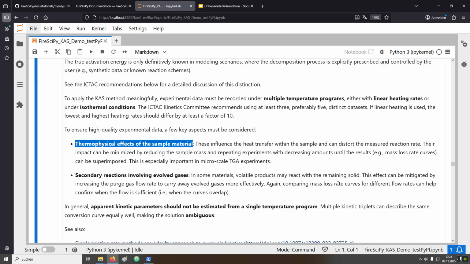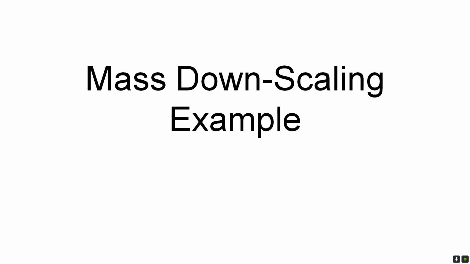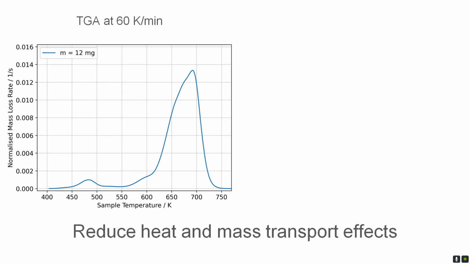The energy transfer can be influenced, for example, by the amount of sample material used. Larger amounts of sample mass can lead to a delay in heat up of the sample and therefore lead to a temperature shift in the conversion plot. To ensure a low impact of the heat and mass transfer processes, mass downscaling runs can be conducted. They start with the highest heating rate that is intended to be used during the experiments.